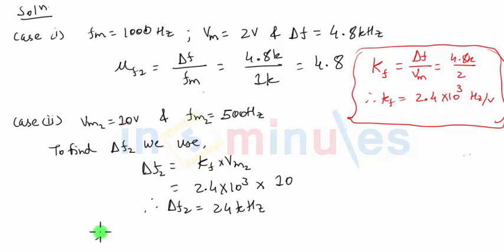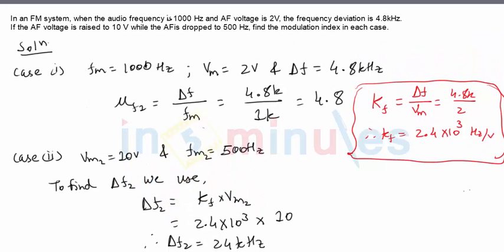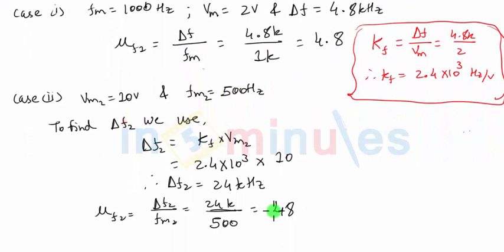Once I get delta f2, I can find out mu f2, which will be delta f2 upon fm2. So that's 24k divided by fm, which is 500 Hz this time. So 24k divided by 500 Hz will be nothing but 48. So that will be my value of mu f2. So mu f1 was 4.8 and the effect of increasing the voltage and decreasing the frequency changes mu f to 48.